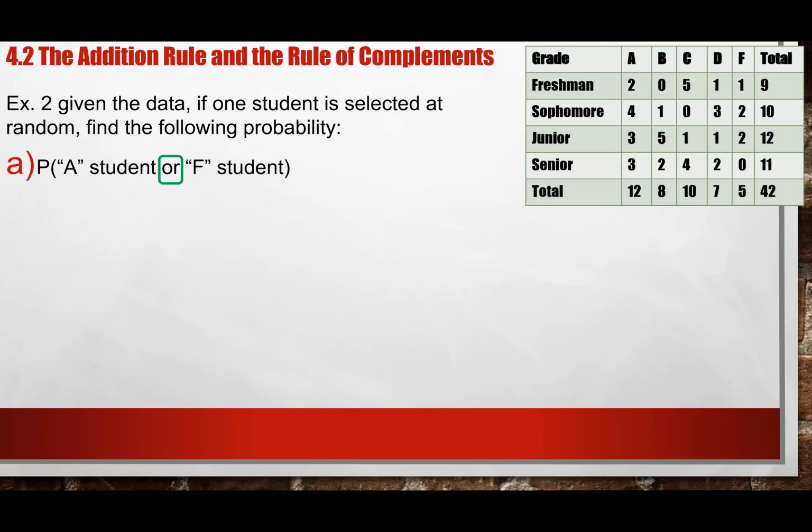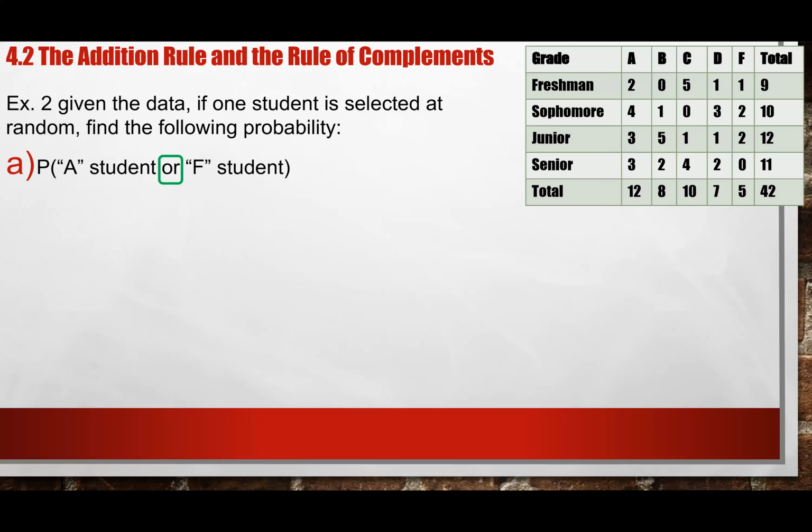And one thing I want to point out is when you see the "or", you either add them, or subtract if they have something in common, okay? Whenever you see the compound item and the word "or", you either add them up and divide by the total, or you add them up, subtract what they have in common, and divide by the total. Next time in 4.3, when you see the word "and", it will tell you to multiply, okay?